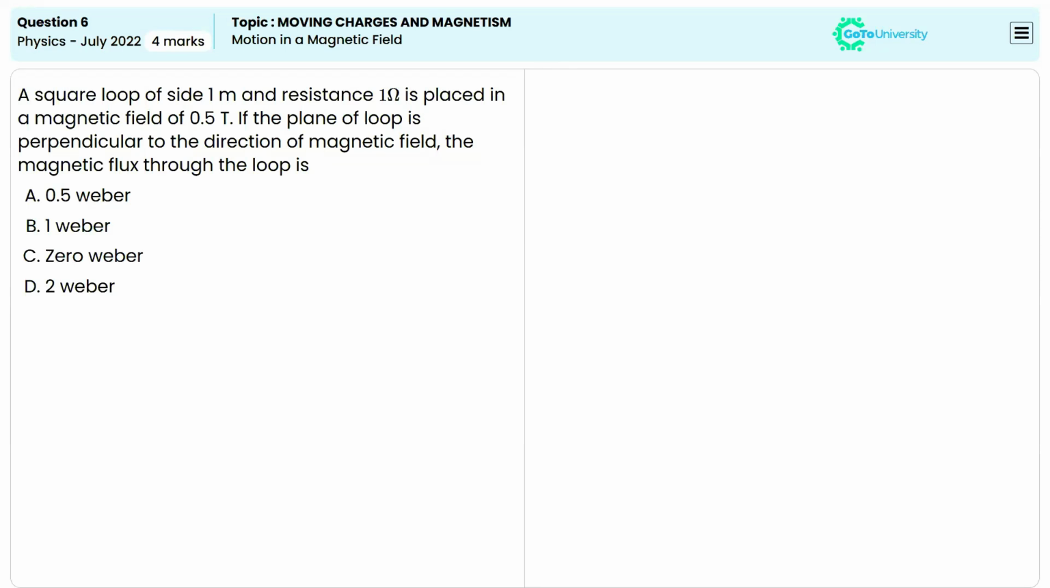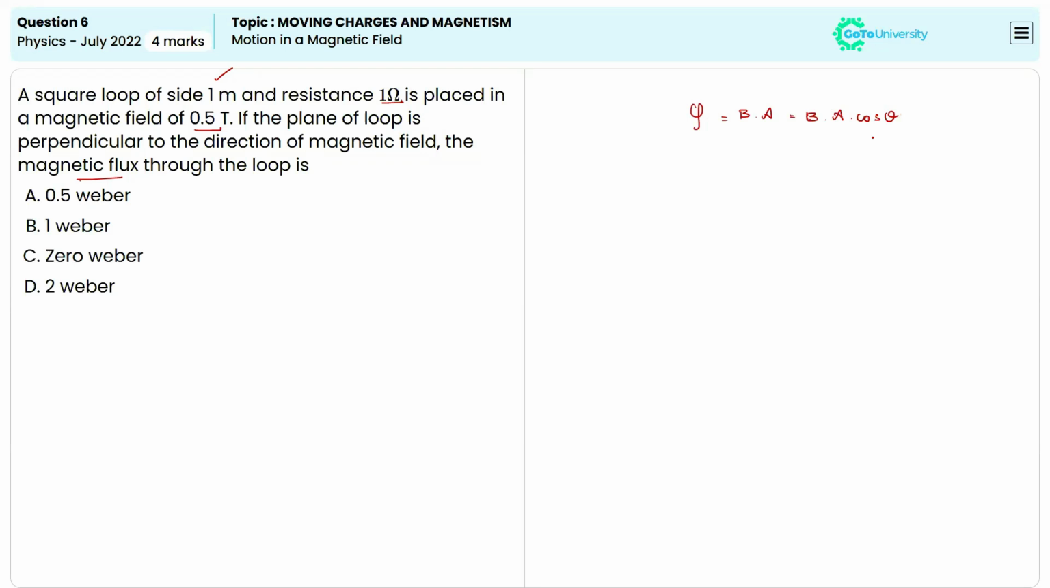Yes, very good, because here we are calculating only the magnetic flux, right? The question is about magnetic flux. We have the value of length, the magnetic field, and the resistance as well. So we can say the magnetic flux can be calculated using the formula B dot A, or else B A cos theta, right?